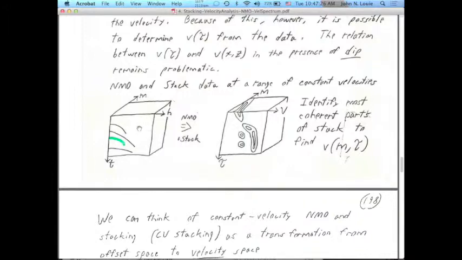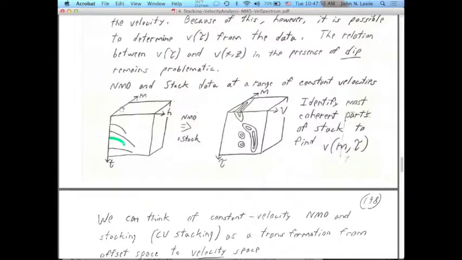What we're going to end up with, every time we NMO and stack, is that we've collapsed the h-axis. The NMO and stack at one velocity collapses our 3D, multi-offset data volume to a 2D M and T zero offset section.